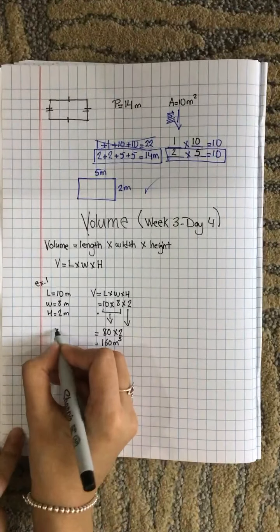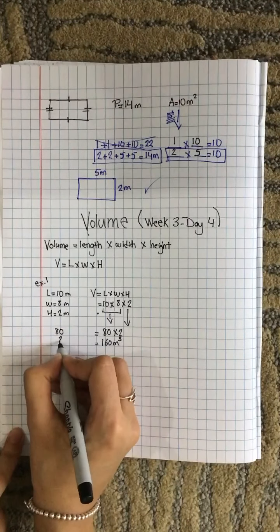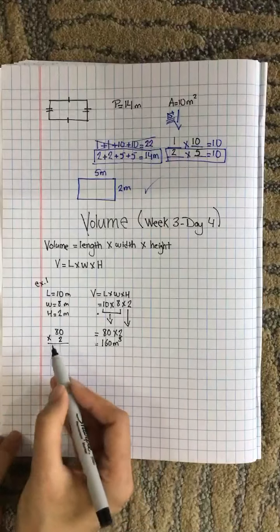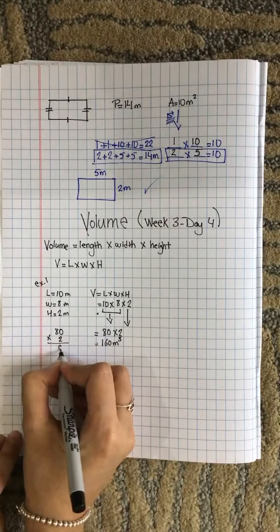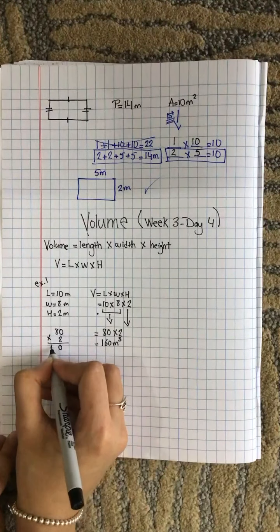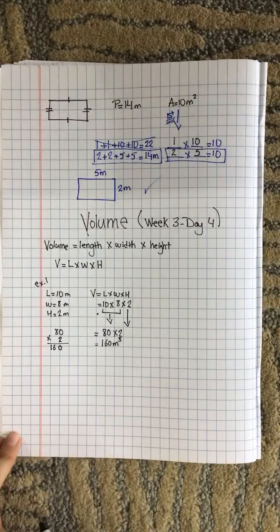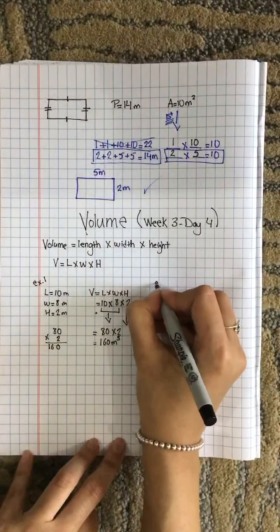And if that was a struggle, remember you can do traditional multiplication or lattice. 2 times 0, we know is 0. And then 2 times 8, we know is 16. That's how I got 160. Okay, let's do another example.